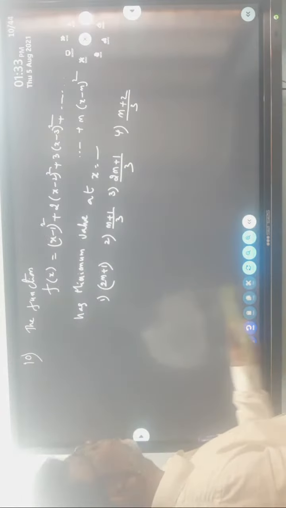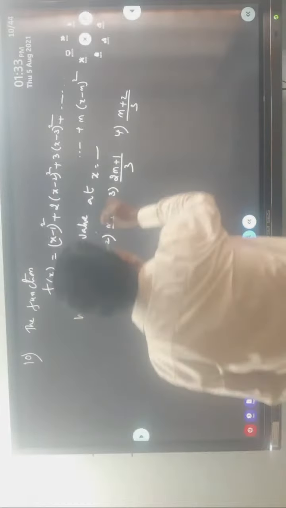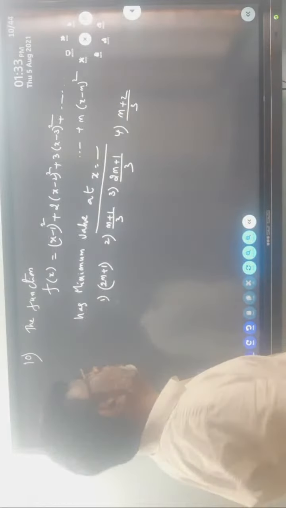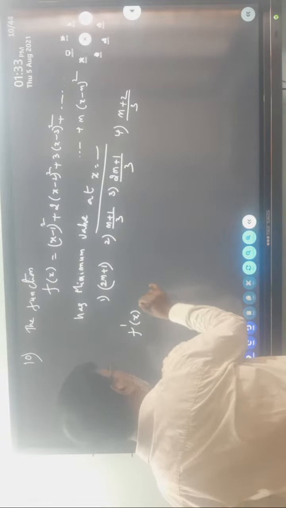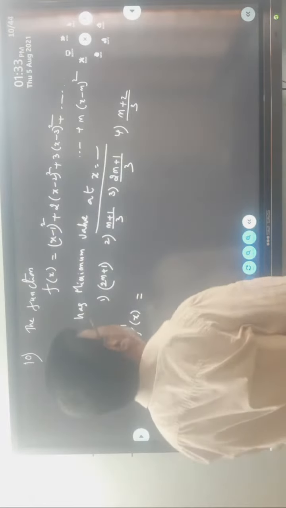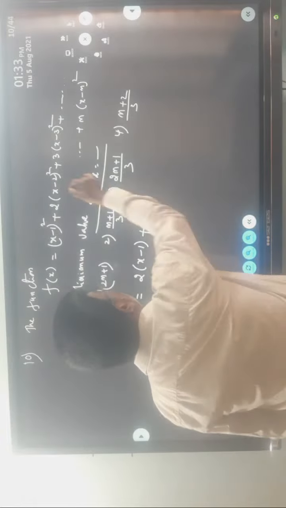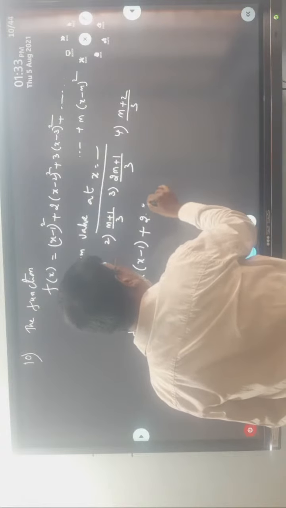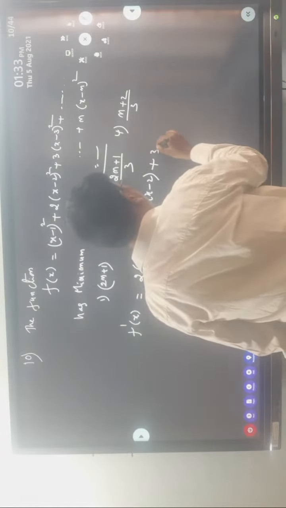This seems to be a somewhat typical question. The function has minimum value at x equals 0. This is what the question is asking. First find f dash x. Here the only logic is how to find f dash x. This is 2 of x minus 1. So here is 2 into x minus 2 plus 3 into 3.